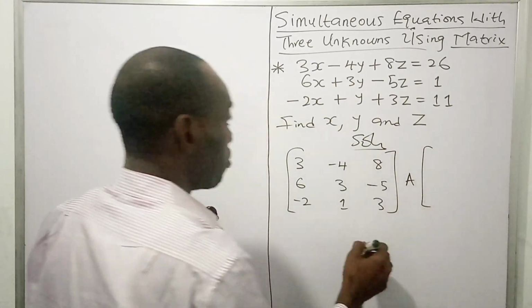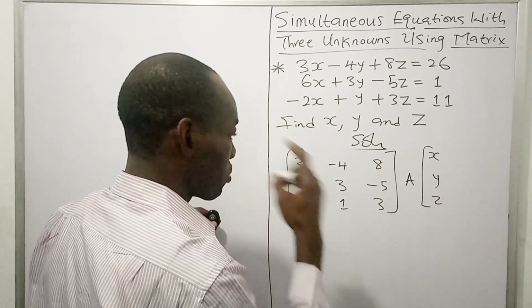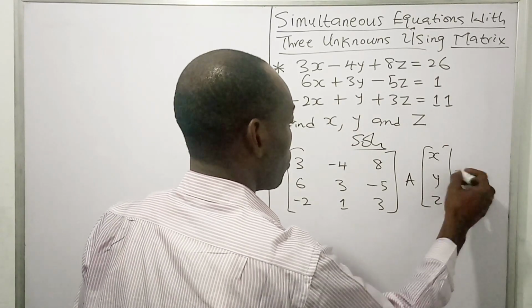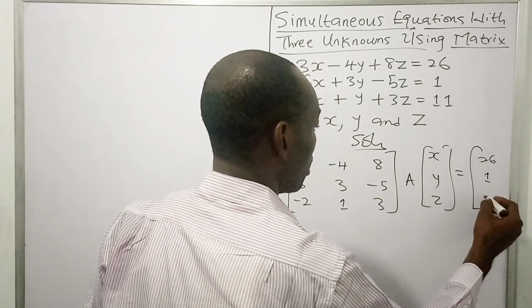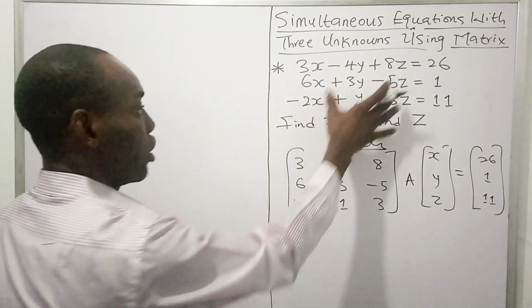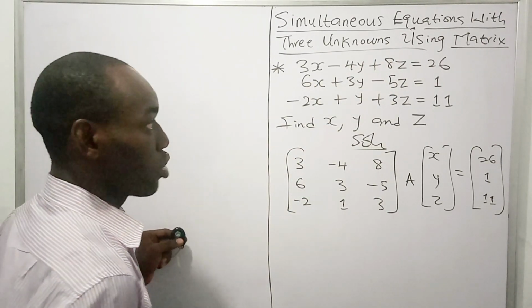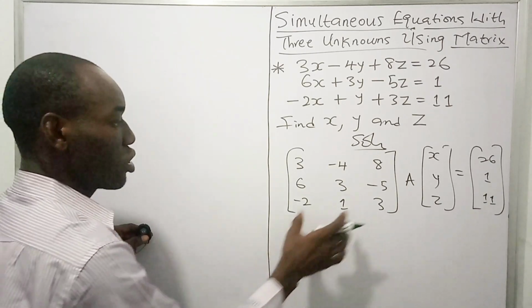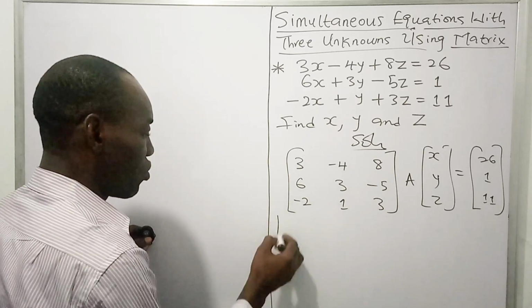Then the variables we have there are X, Y, and Z. We have the solutions as 26, 1, and 11. All right, now having arranged this in matrix format, the first thing we need to look for using that rule is the determinant of A.